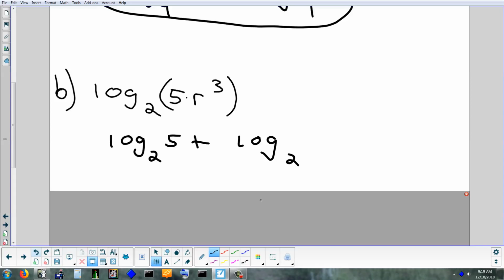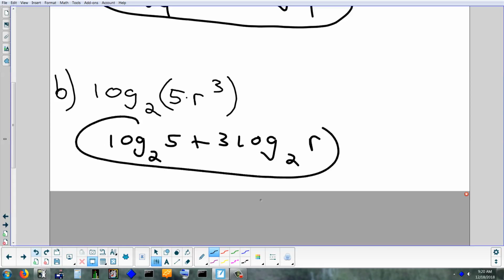And what's the second argument? There's a couple things you can do, but you don't have to do both yet. What would it start out as? Yeah? Wouldn't it be 3 log 2r? Yeah, it would start out as r cubed. But then the directions say not to leave powers, so the cube would go where the 3 would go in front. And that's how you do that one. Any questions on that one?